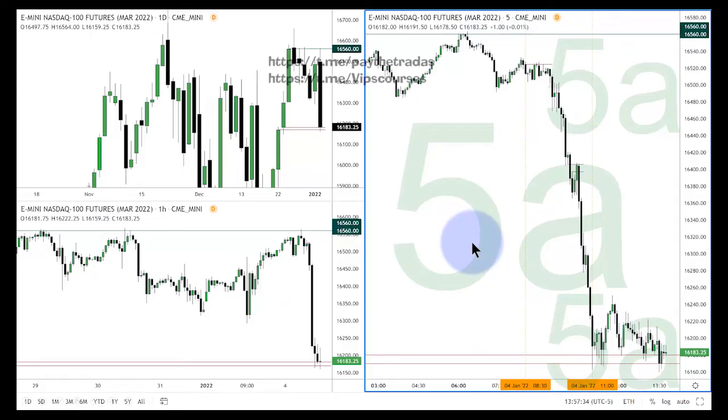Now, if you don't have a membership at TradingView that allows you to do this, it's not important. I'm just doing it so that way I can show everything in one thing, where usually I would show a daily chart, then an hourly chart, and then a lower time frame chart.